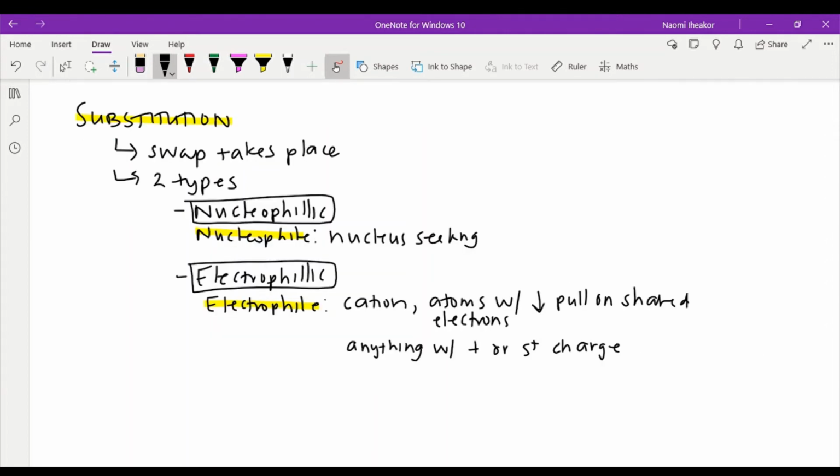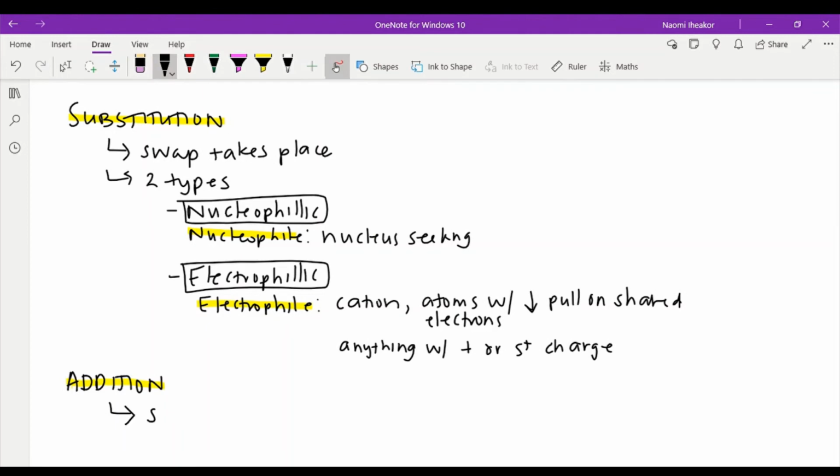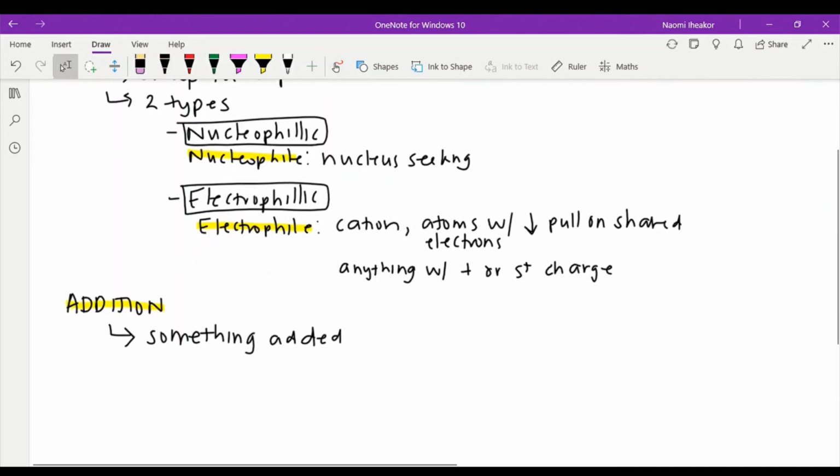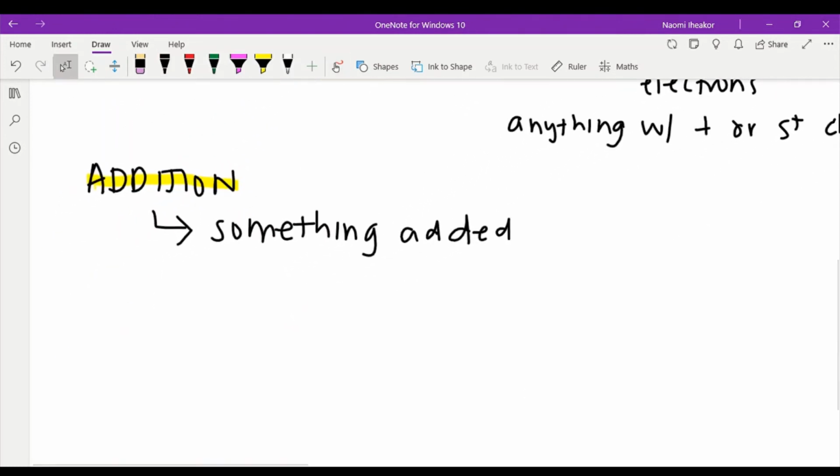So the next type of reaction that we're going to look at are our addition reactions. And so we've already touched on this, but substitution reactions are different from addition reactions because rather than a swap taking place, something is added on to the compound. And so an example of this is if we take a look at this compound here.